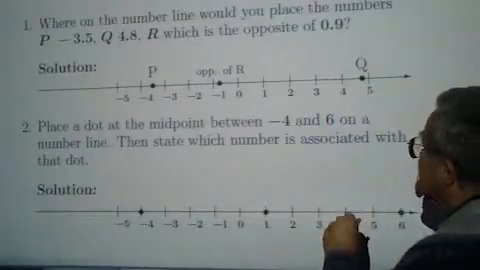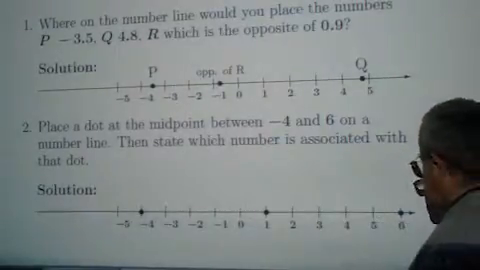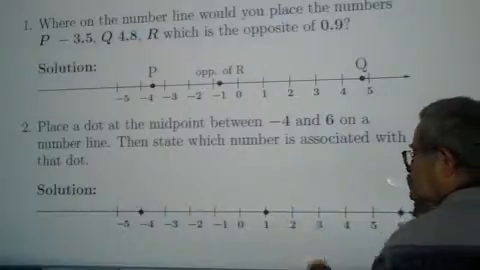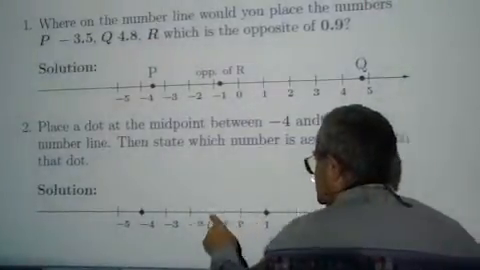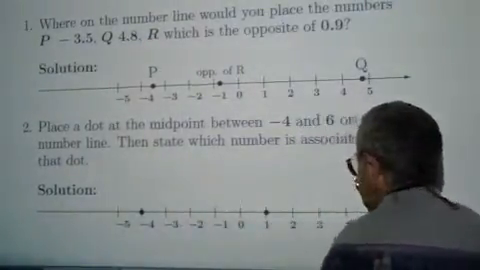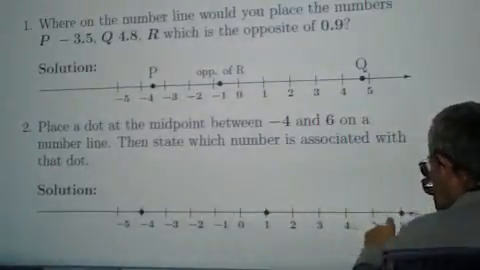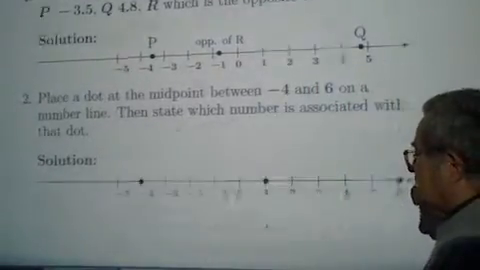Midpoint, place a dot at the midpoint between negative 4 and positive 6. I guess that's at 1. 1, 2, 3, 4, 5 intervals. 1, 2, 3, 4, 5 intervals. Yes, positive 1.